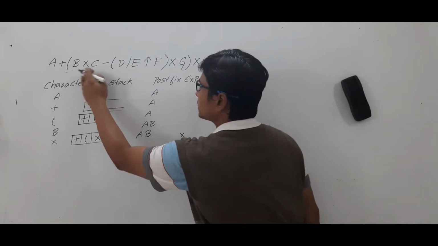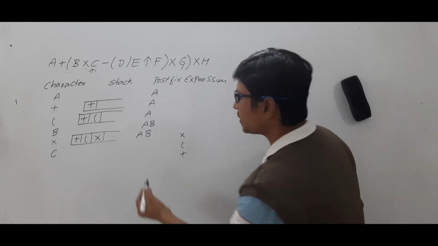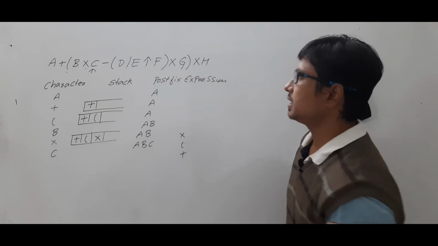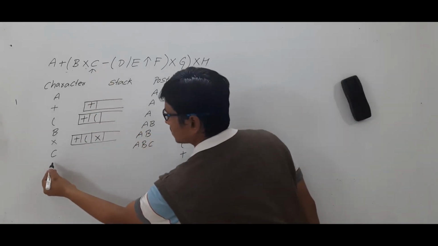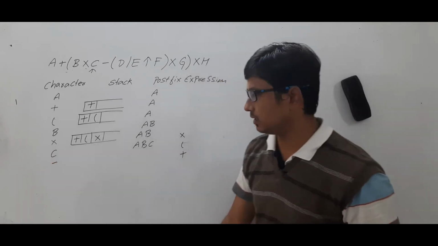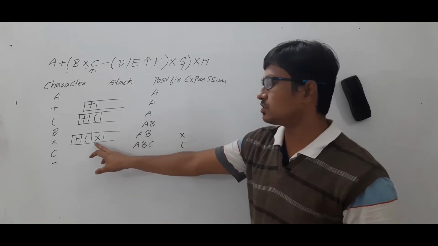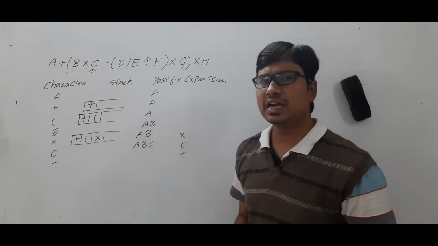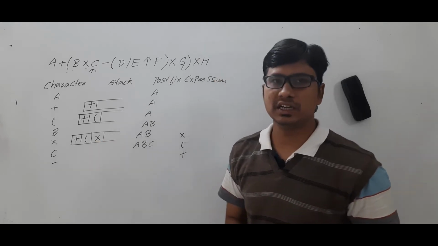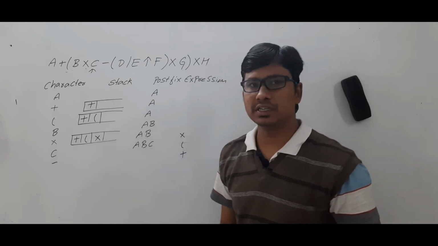The next one you are scanning is the C, which is an operand. If it is an operand, we need to append it to the postfix expression. The next one is the subtraction. As subtraction is an operator, you need to look at the top of the stack. The top of the stack consists of multiplication. Now, which has the highest priority? Multiplication or subtraction? Multiplication has the highest priority as compared to the subtraction.